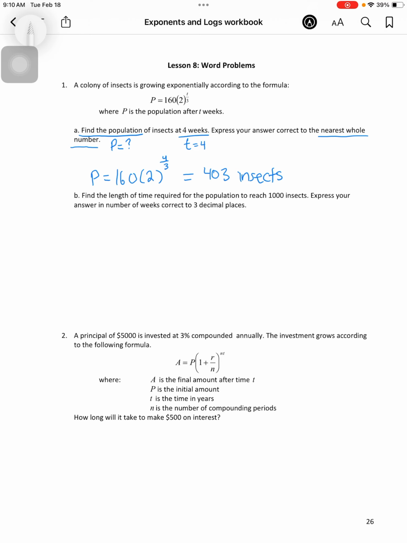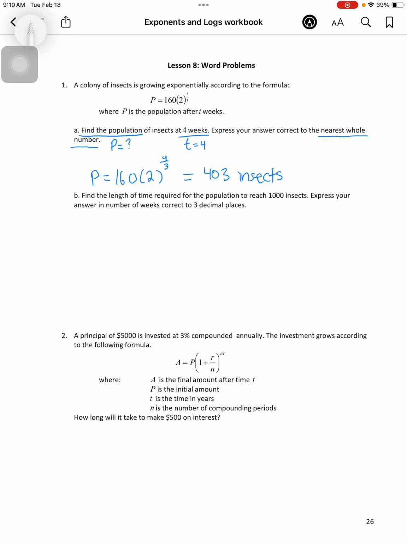So here, we just plug everything into our formula given to us, and then we see what we need to solve for. So on the right side of the equation, everything is filled out. There's no missing variable. But on the left side, we're looking for P. That means we just have to plug into our calculator and solve, and that gives us 403. So here, that means we have 403 insects at 4 weeks, and then since it's a word problem, I always recommend students write a sentence just to be safe so you don't get docked a random mark anywhere. So you would just say the population of insects at 4 weeks is 403. And that's it for letter A.